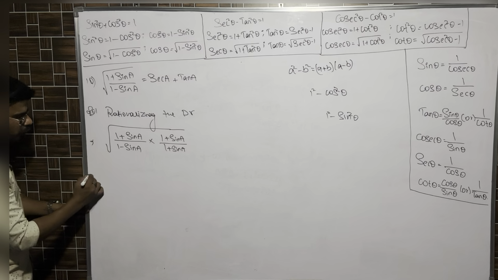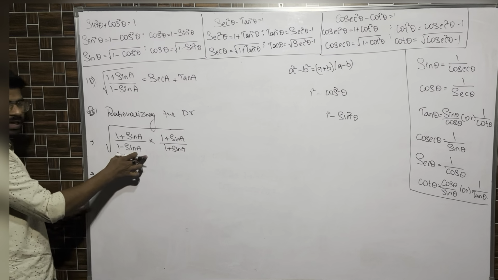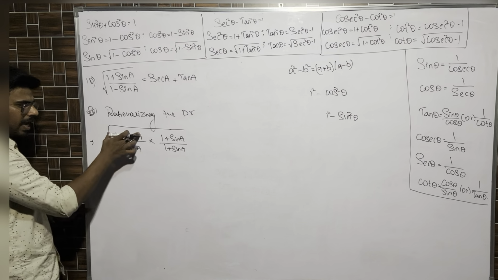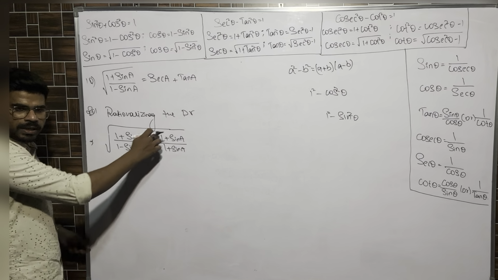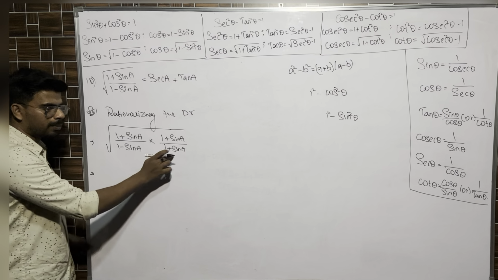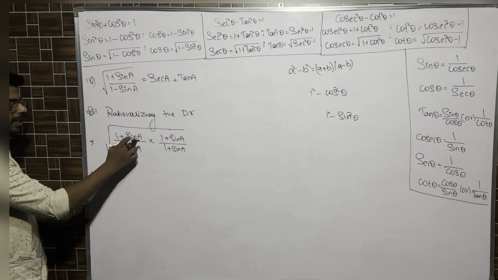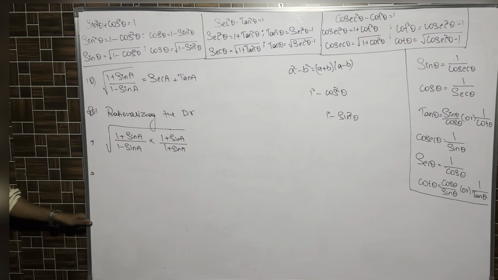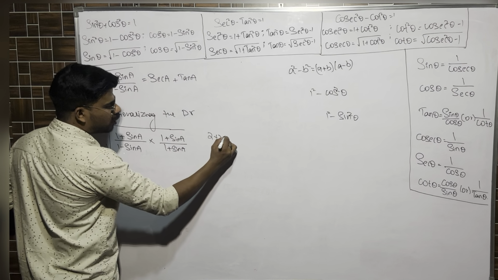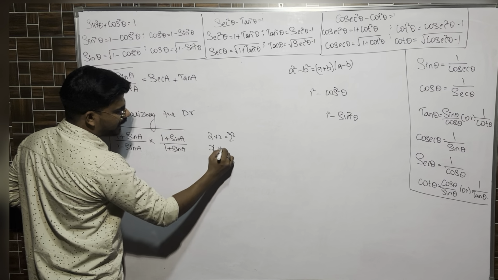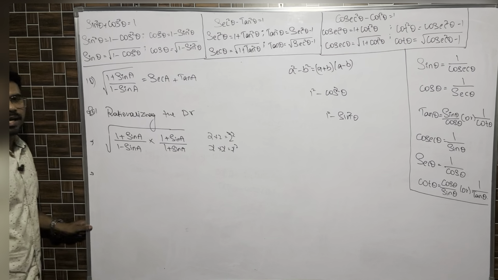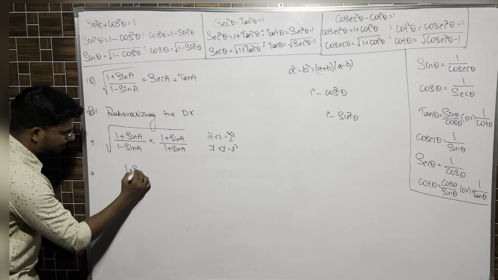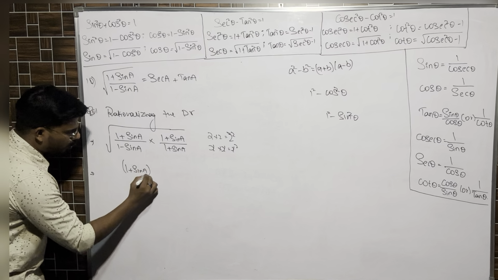Now, here we have two fractions, 1 plus sine A in the numerator, 1 minus sine A in the denominator, and 1 plus sine A, 1 plus sine A. I'll multiply both the numerators. Two fractions are there and a multiplication sign is there. You need not cross multiply. You have to multiply numerator with numerator and denominator with denominator. 1 plus sine A into 1 plus sine A is 1 plus sine A whole square. Like 2 into 2 is 2 square, x into x is x square.